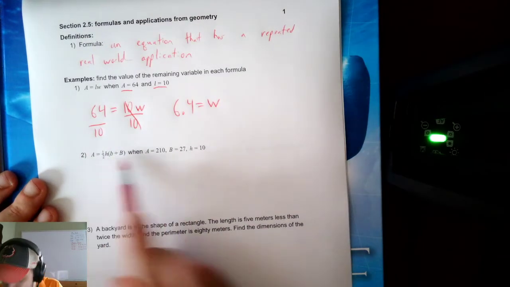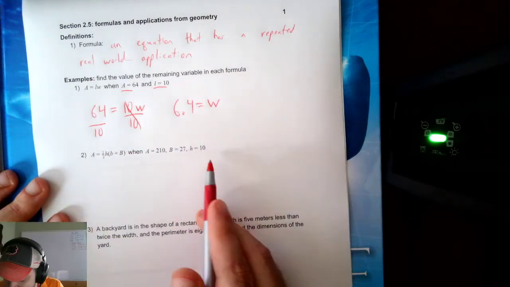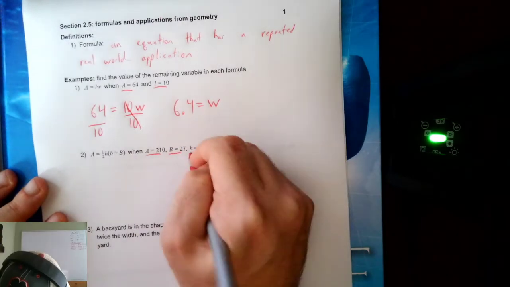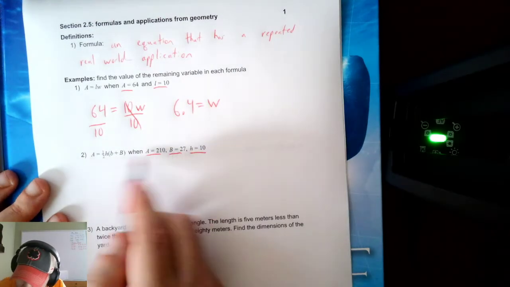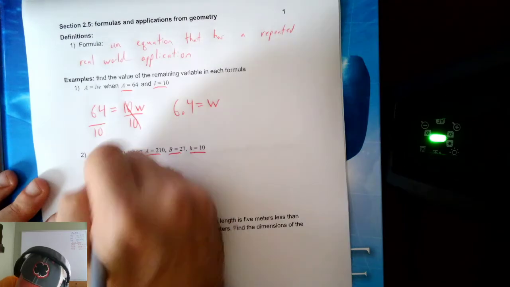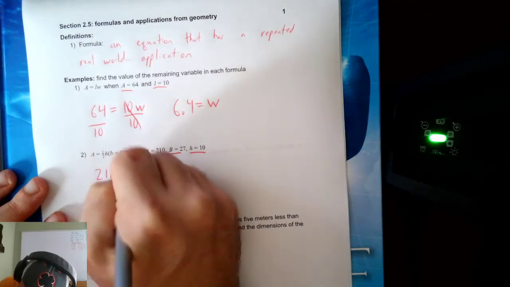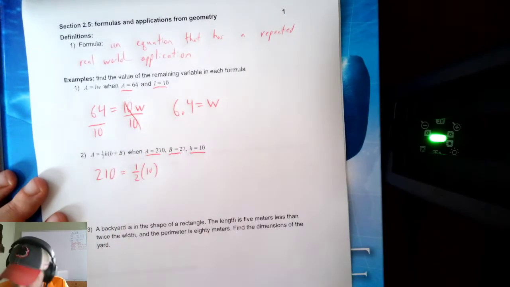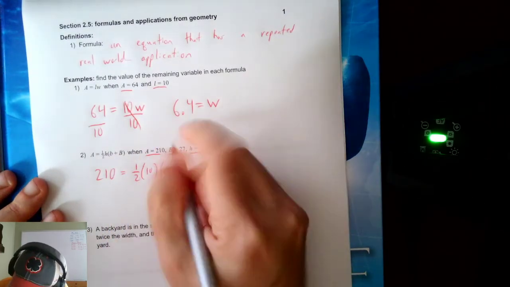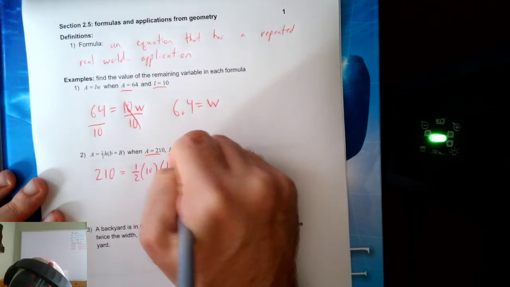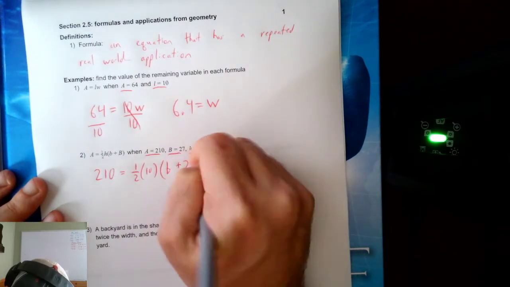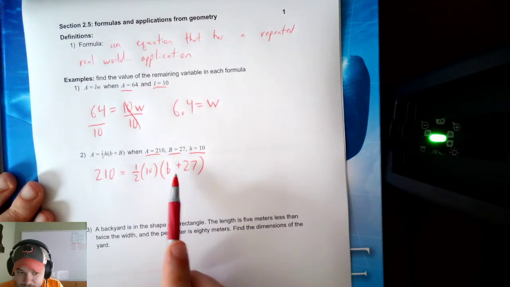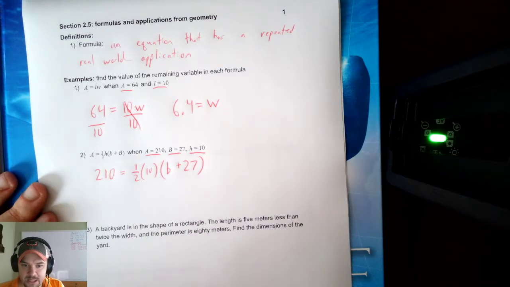Now, in our second example, we have a little more complex equation, but let's write what we have. We have A, b, B, and H. Make sure you notice the difference, little b and big B, right? So I'll plug in 210 equals 1/2, H is 10, so I'm going to put it in parentheses. And then in parentheses, I have little b plus big B is 27. Now, I need to get this b by itself, right? I'm trying to solve for this value b.